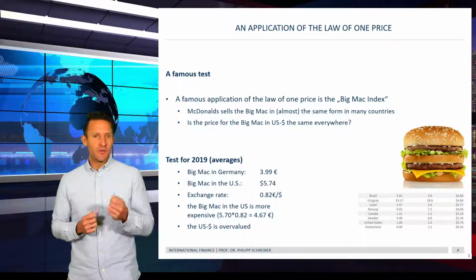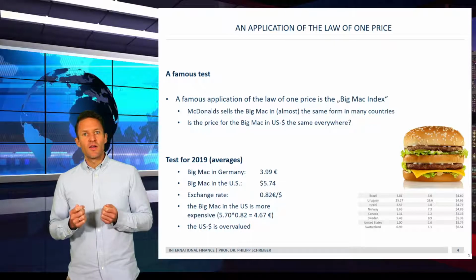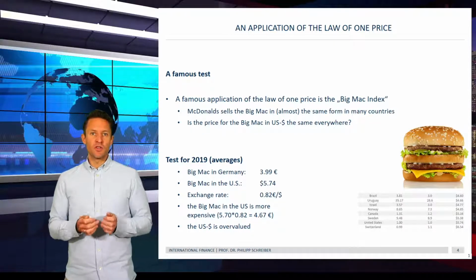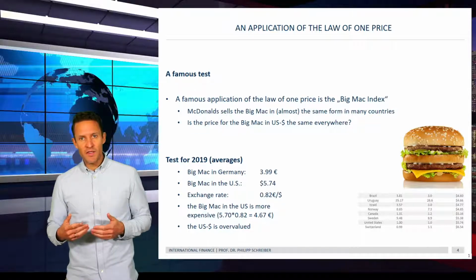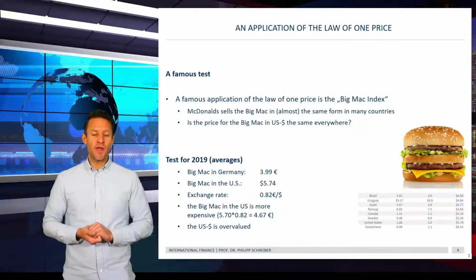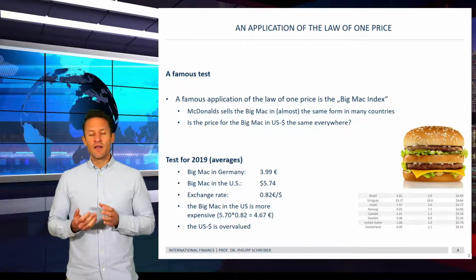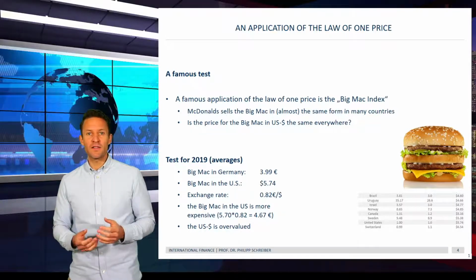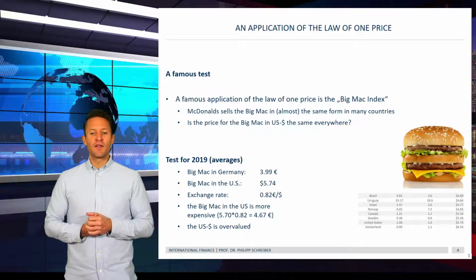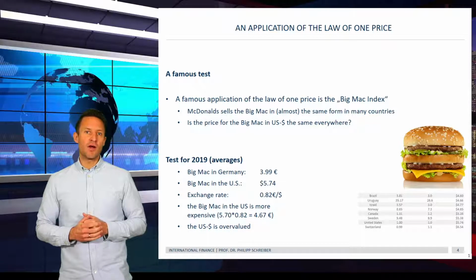If we compare it to the euro price, we see the law of one price does not hold, because in Germany we paid 3.99 euros for a Big Mac. In the US, converted to euros, they paid 4.67 euros. So the US dollar is overvalued compared to what we would predict if we only look at Big Mac prices.